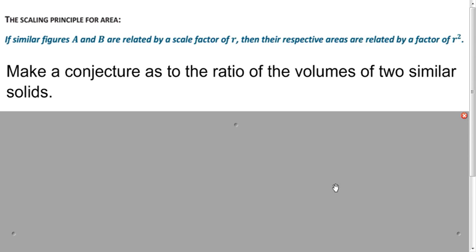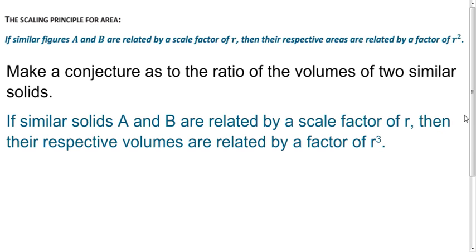In a previous lesson, we learned the scaling principle for area. That says that if we know the scale factor between two figures is r, then the ratio of the respective areas is r squared. How do you think that works for the ratio of volumes for similar solids? How do you think the volumes are related? Well, hopefully you said by a factor of r cubed, or r to the third power.